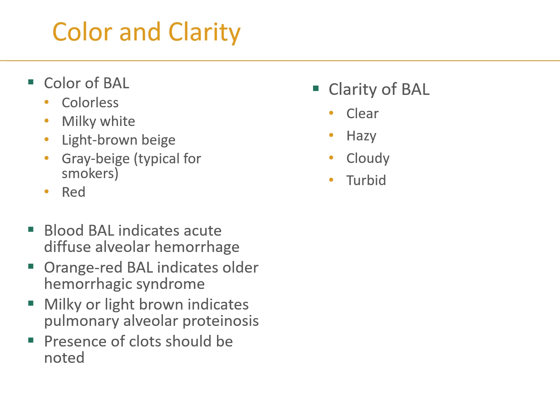Obviously, if you see blood in the source, then that means there's some sort of hemorrhage within that lung, whether it was traumatic or something else that may be going on with the patient. Orange or red could indicate an older type of hemorrhage. Milky or light brown could indicate some type of protein problem going on within that patient. And of course, if there's presence of clots, that also should be noted.